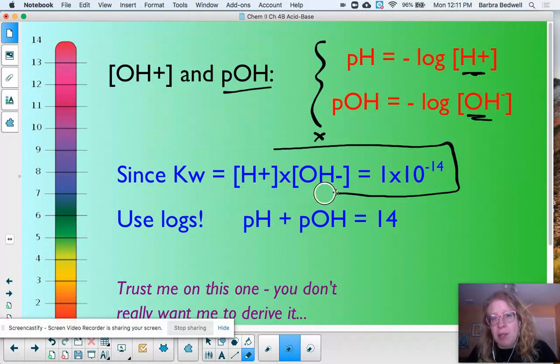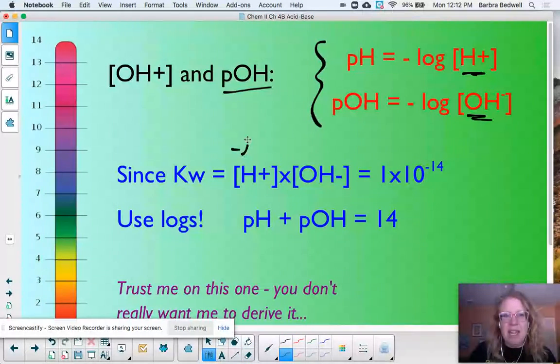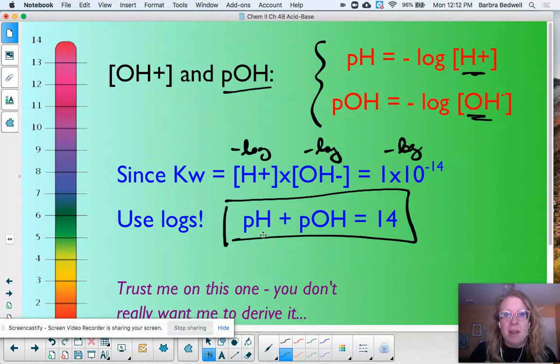Another nice little thing that we can do, because of the way that logs work, and again, trust me, you don't want me to derive this, but we can. One of the fun things is, because we're taking the negative logs of all of these things, if you go through and do the negative log of this, the negative log of this, and the negative log of this, what we end up with is this. It's kind of nice. The pH plus the pOH. I know there's a multiple in here. Trust me, it works. That's not a mistake. That's correct. When I know the pH of something, the pH plus the pOH will always add up to 14. It is a direct algebraic derivation from this based on log rules. So trust me on this one.